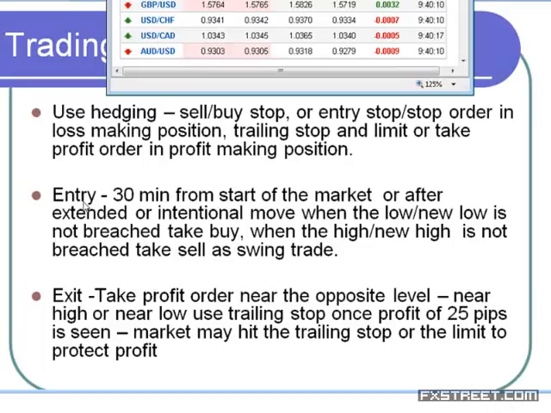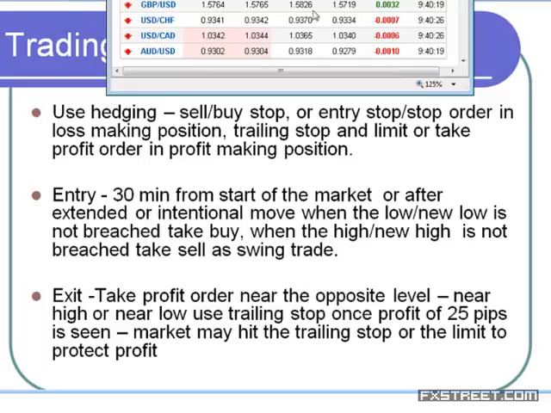Then afterwards, with regard to deciding on the entry point, when the market is closer to the low or closer to the high and does not breach the low or the high in 30 minutes from the start of the session, we try to take the positions. So here you come across that they are all in the middle level. So it is not appropriate to take the position straight away.